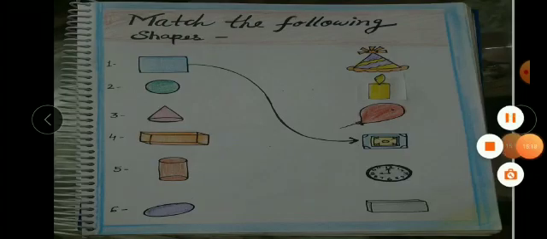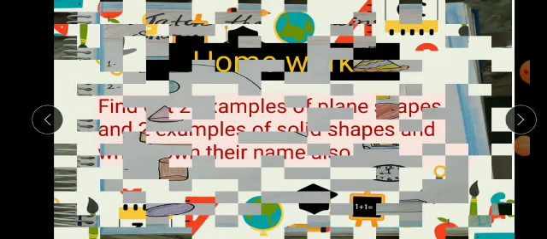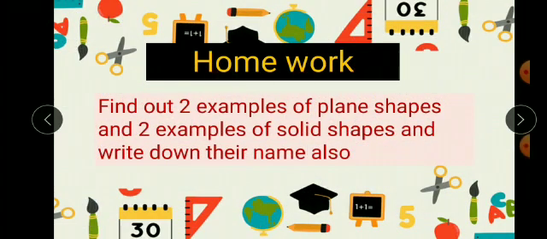Okay children? So now this is homework time. This is your homework. Find out two examples of plane shapes and two examples of solid shapes and write down their names also.